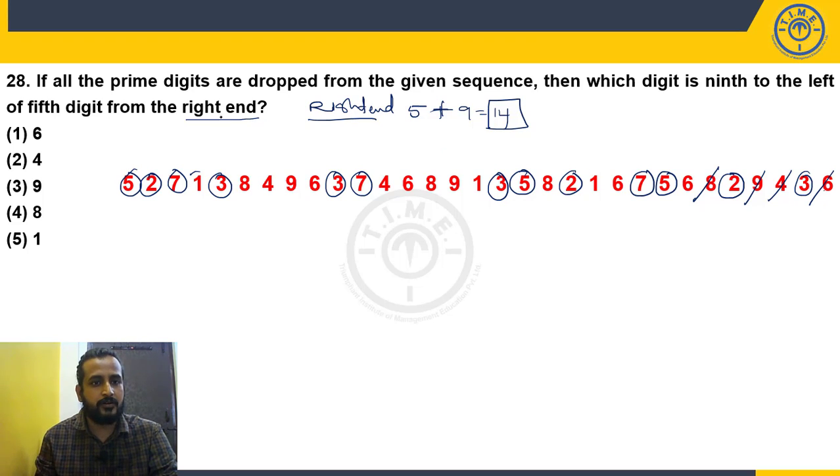Okay. Now start counting from the right hand. 14th. 1, 2, 3, 4, 5, 6, 7, 8, 9, 10, 11, 12, 13, 14. What is it? 6. Choice 1.